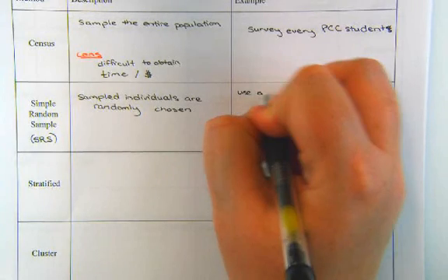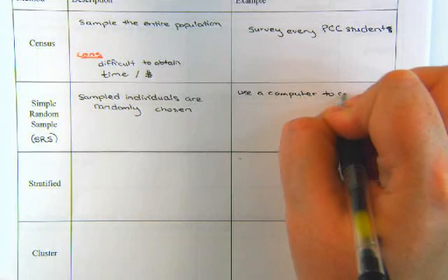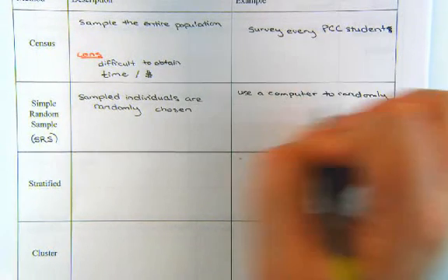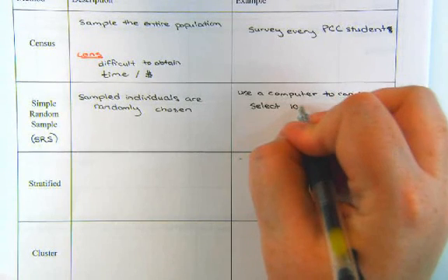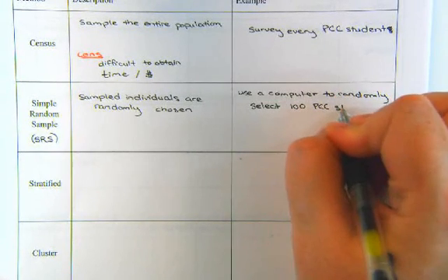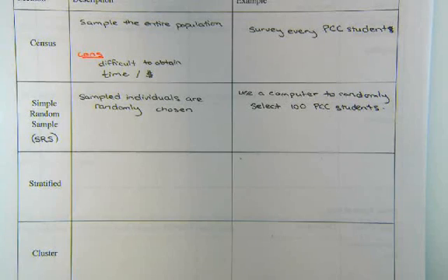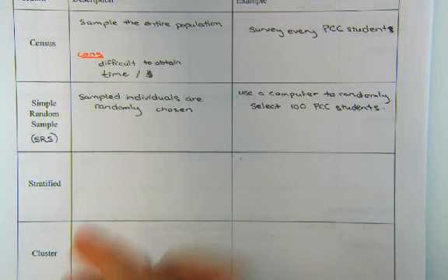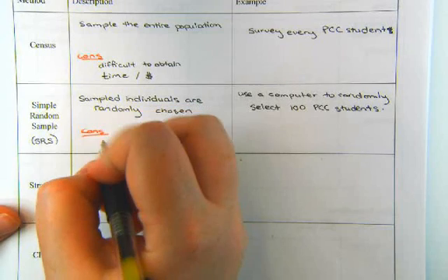So what we could do is use a computer to randomly select, and let's say we need to choose a sample size. Let's say we randomly select 100 PCC students. And we'll gather the information from just them. So it's up to the researcher, the sample size, and that's really the only kind of downfall of a simple random sample. The only thing you need to be careful of is that you have a large enough sample size.